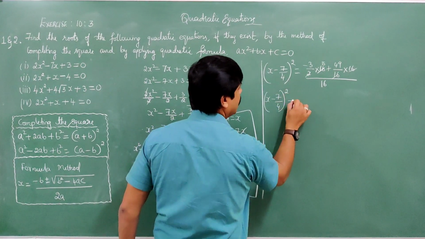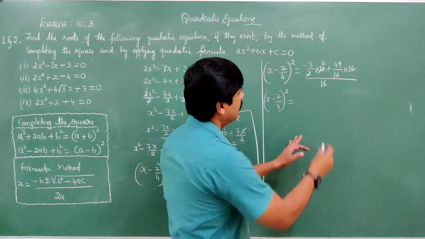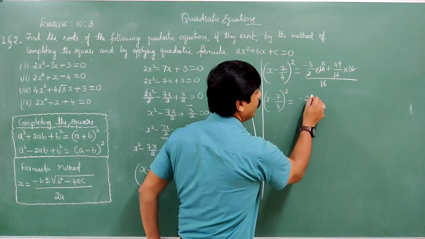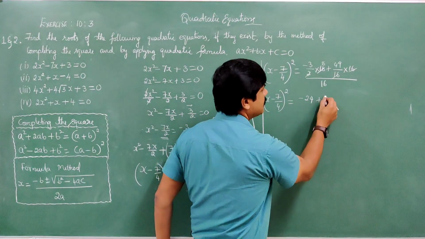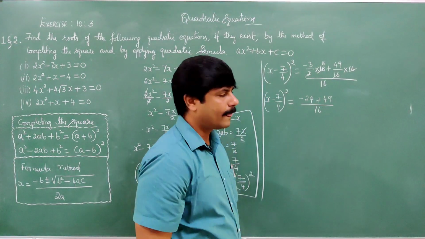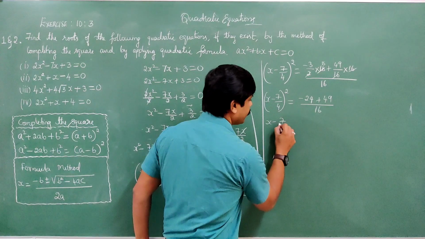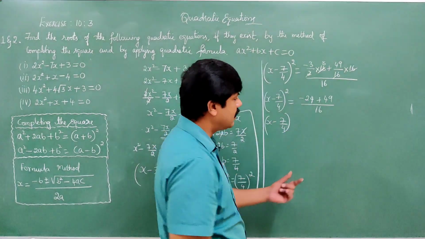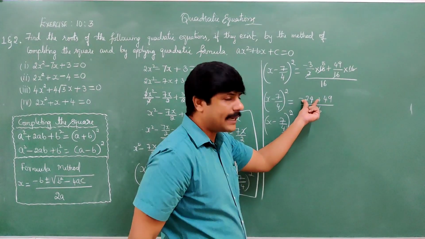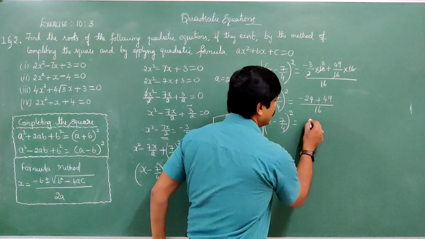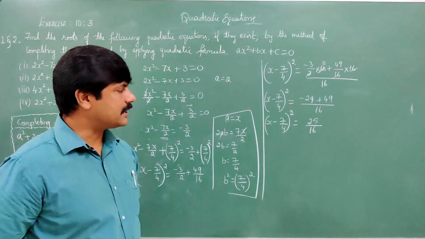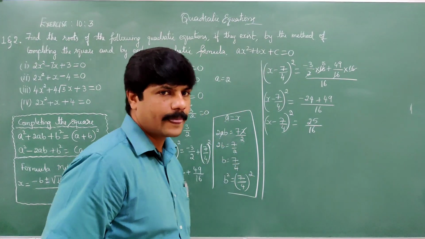Whole square is equals to, see here, minus 3 into 8 is minus 24 plus 49 divided by 16. Once again, x minus 7 by 4 whole square is equals to 49 plus 49 minus 24 is plus 25 by 16. We have got this, plus 25 by 16. Both are square numbers. Understand?